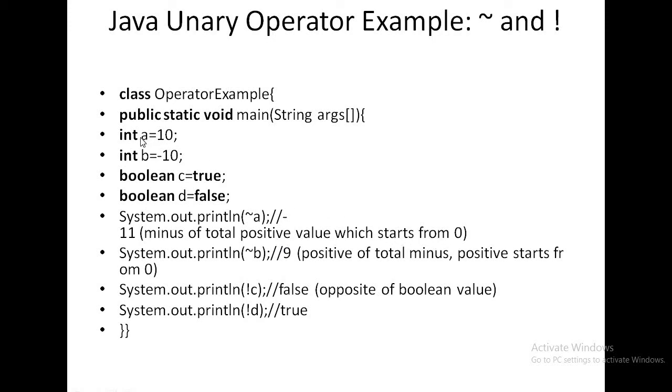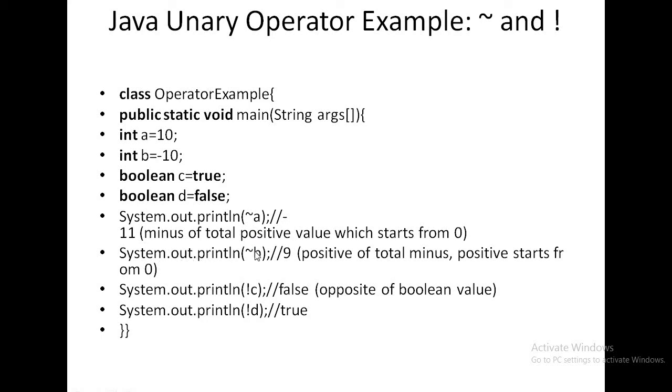See, here I am taking a is equal to 10. System.out.println one's complement of a. So, what is the value of a? 10. So, minus of 10 plus 1, which means 11. That is the description: minus of total positive value which starts from 0. Minus of a plus 1. So negation of a means minus of a plus 1. Minus of a plus 1 means 10 plus 1, that is 11.